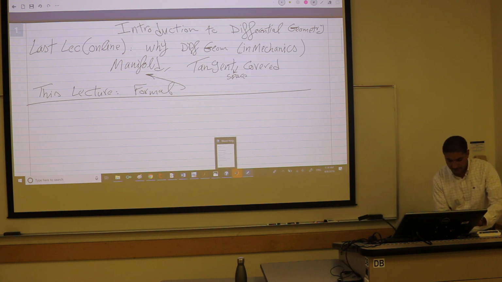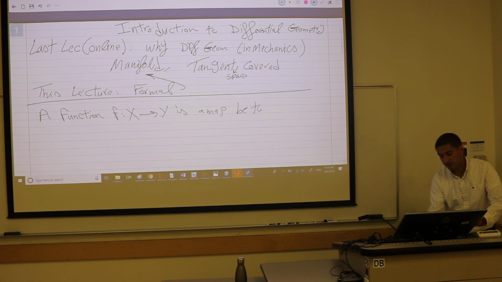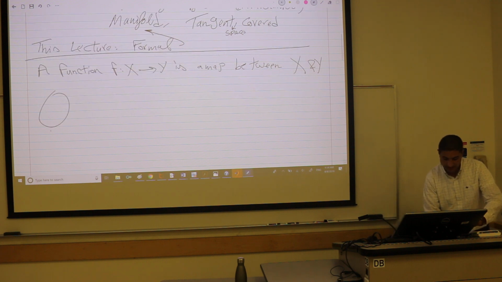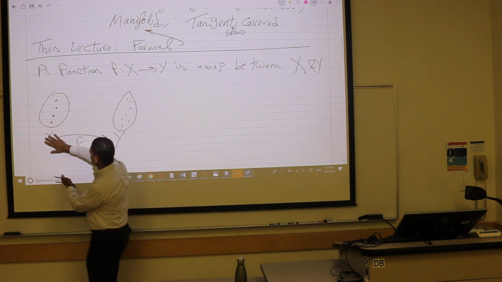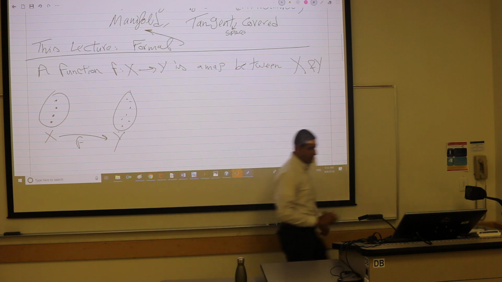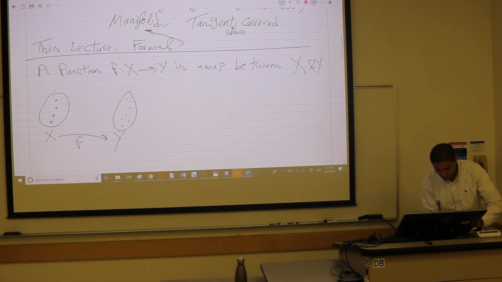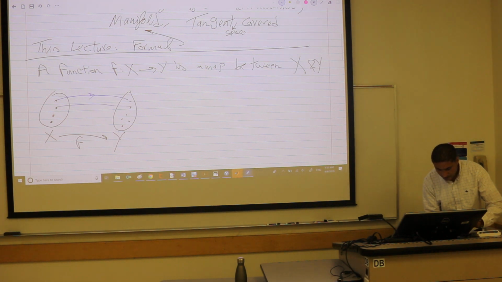I will just refresh your memory about what a function is. F is a map between two sets, two spaces, two entities. Like this is x, this is y, and we have a map that maps every point in x to some point in y. By definition, if f is defined on all of x, it has to be defined on all elements of x. So you have to give me arrows going from every point here to some point there. Maybe two points map to the same point, that's fine.